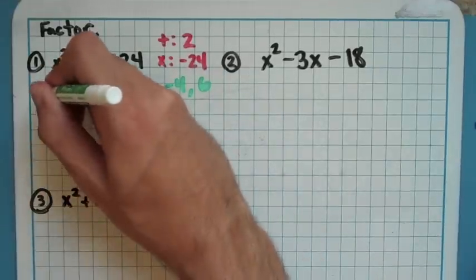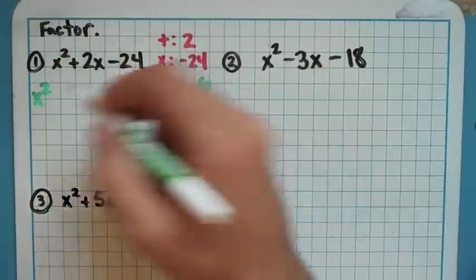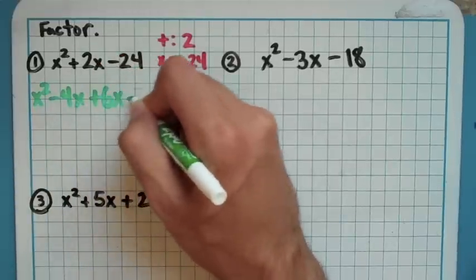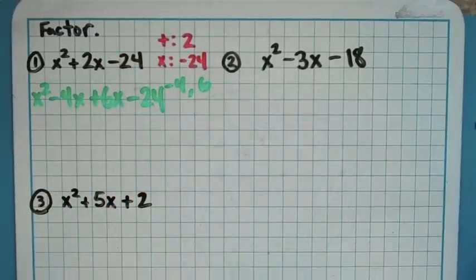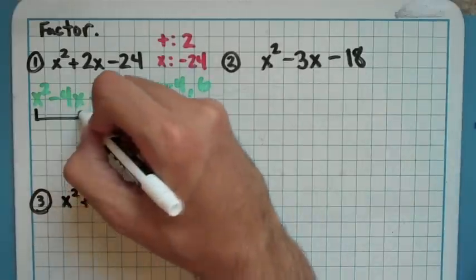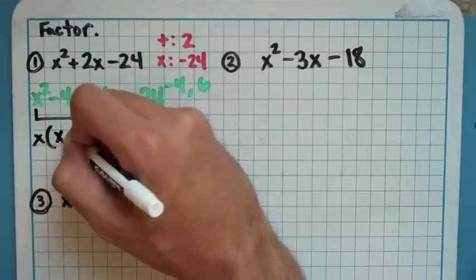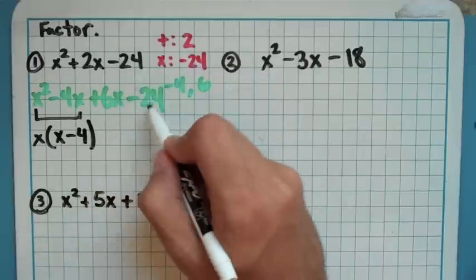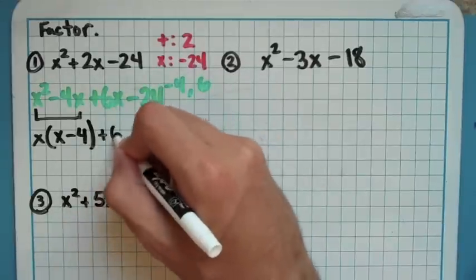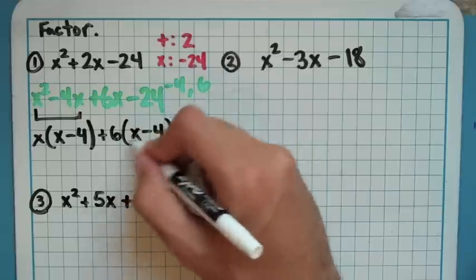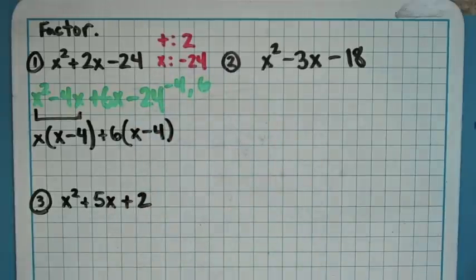So I'm going to split up my problem, do x squared like before, but then I'm going to do minus 4x plus 6x minus 24. So I split up into 4 pieces there. Now I'm going to look for the GCF of the first 2, and the only thing that goes into both of those is an x. So I'll have x minus 4 left over there. I can take a 6 out of the second one, and then I have x minus 4 after I divide both parts by 6. The parentheses match again, which is good.